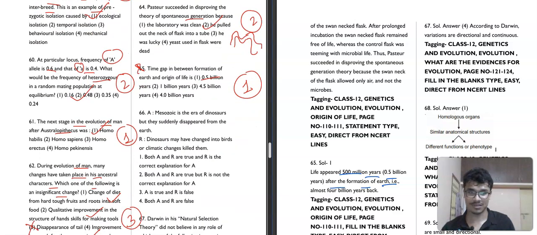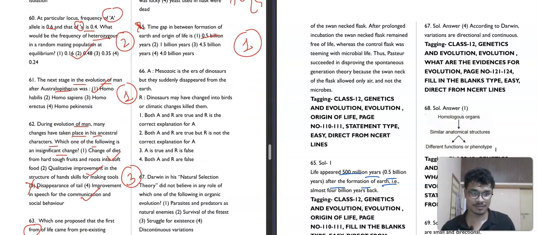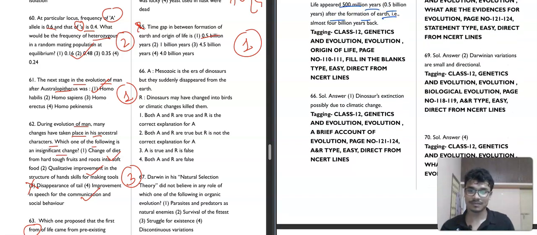Then question number 66. Let's see what it is saying. The assertion is saying that the Mesozoic is the era of dinosaurs, but they suddenly disappeared from the earth. Okay, correct. The reason is that dinosaurs may have changed into birds or climatic changes killed them. It's absolutely correct. So both assertion and reason are true, and the reason is the correct explanation of the assertion. The first option will be our correct answer.